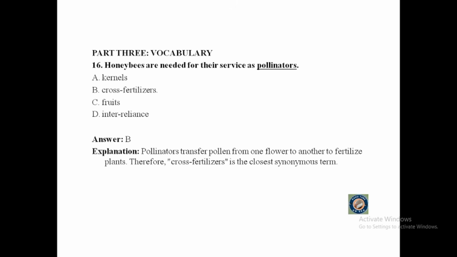Let's go. Question number 16. Honeybees are needed for their services as pollinators. What does the word pollinator mean? A. Kernels. B. Cross fertilizers. C. Fruits. Or D. Interreliance. According to this sentence, pollinators means cross fertilizers. Pollinators transfer pollen from one flower to another to fertilize plants. Therefore, cross fertilizers is the closest synonymous term.